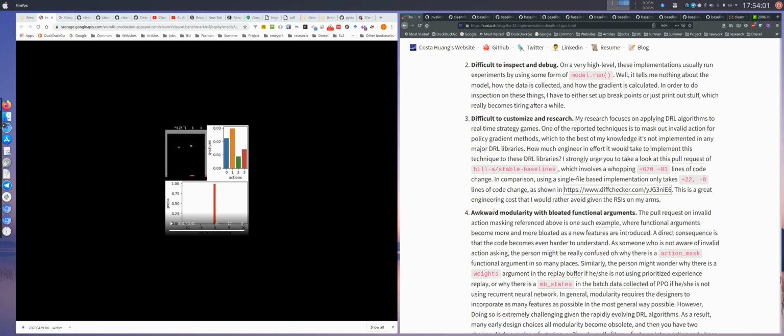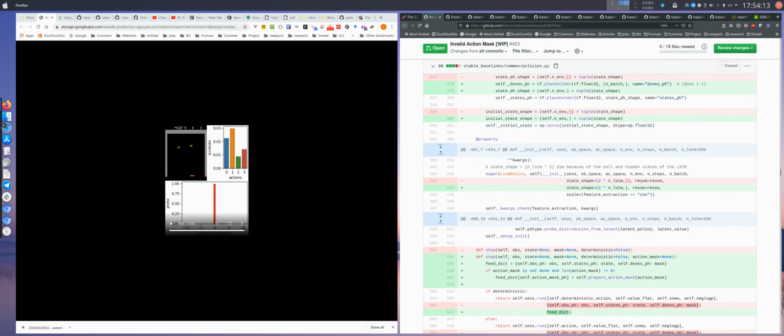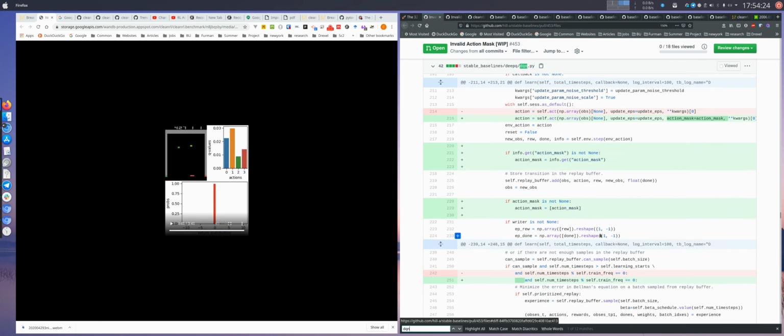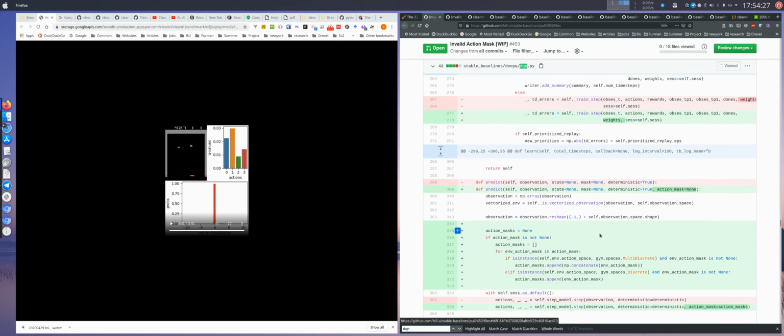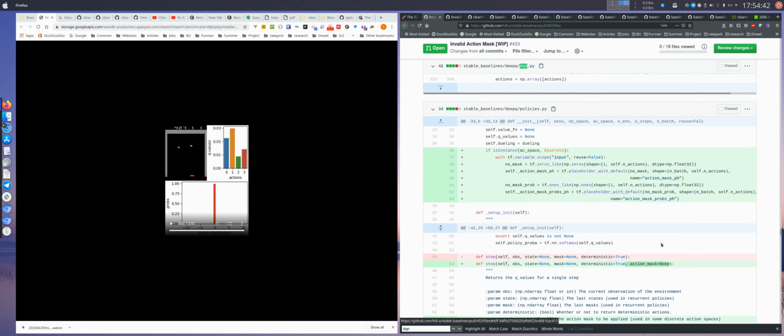arguments. And the example with this invalid action pull request is one example. It even includes this invalid action mask for DQN somewhere. But DQN cannot use invalid action mask. So as it is shown over here, it acts based on that. However, it really should not be used. Policies, let me see. Does it actually use it? Oh, never mind. It actually uses it.